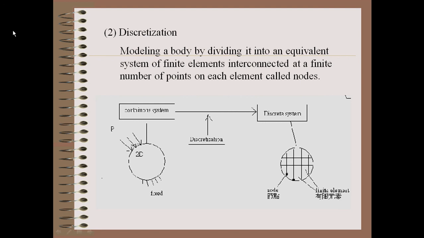So now we look at this particular discretization. In this discretization, modeling a body by dividing it into an equivalent system of finite elements interconnected at a finite number of points on each element, and these points of interconnection are referred to as nodes. So here you have these nodes, and this is the system that is discretized, and here you have these junction points, often referred to as nodes.